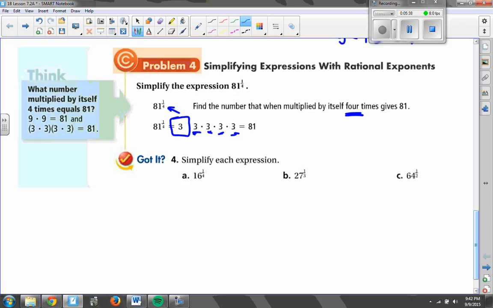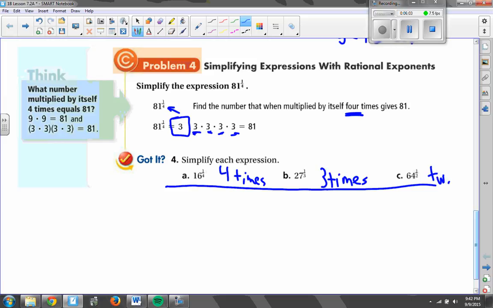Now I want you to try it with A, B, and C right here. 16 to the 1/4 power, so look for a number that you can multiply together 4 times. That one you need 4 times to get 16. In letter B, you need something that goes together 3 times to get 27. And then in letter C, you need something that just goes together twice, or 2 times, to get 64.